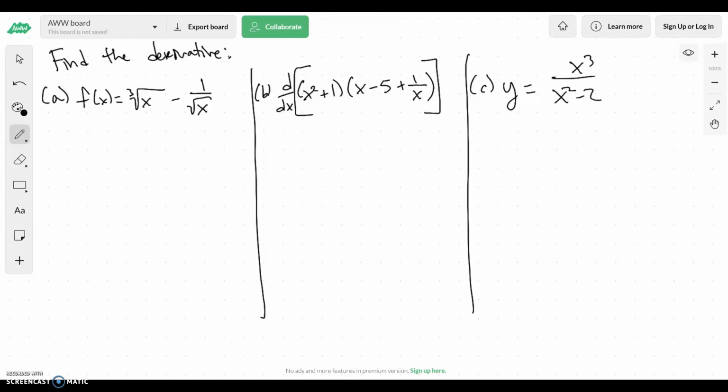Okay, so here are three different functions. We are going to take a derivative of each of them. So you can either try them out first by pausing the video, and I'm just going to go ahead and go through with it. So let's do part A first.